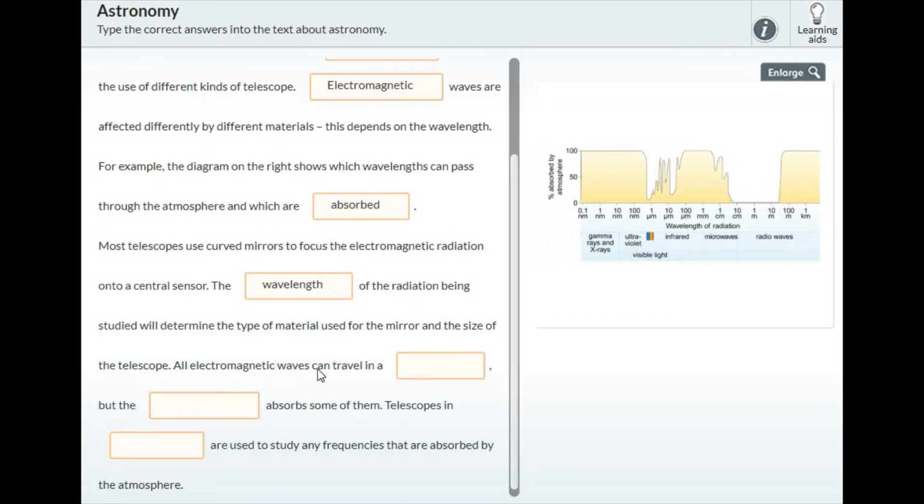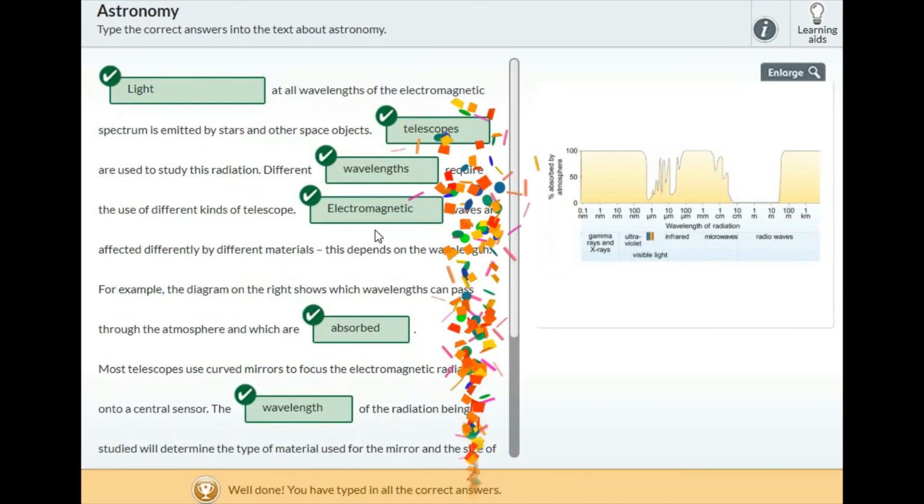All electromagnetic waves can travel in a vacuum, but the atmosphere absorbs some of them. Telescopes in space are used to study any frequencies that are absorbed by the atmosphere. So the Hubble telescope is in space, because it doesn't matter, there's no atmosphere in space. Okay, let's check the answers. Correct.